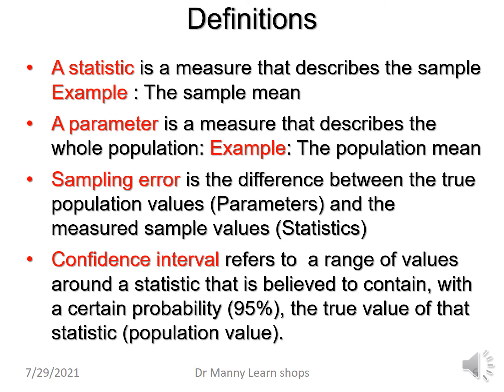What are some of the definitions? Let's review again. A statistic is a measure that describes a sample. Example, the sample mean. A parameter is a measure that describes the whole population. Example, the population mean. Sampling error is the difference between the true population values, the parameters, and the measured sample values, statistics. The confidence interval refers to a range of values around a statistic that is believed to contain, with certain probability, at least 95%, the true value of that statistic or population value.